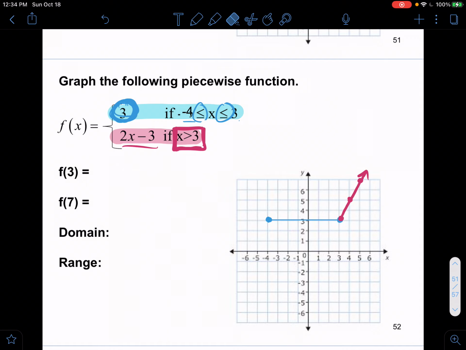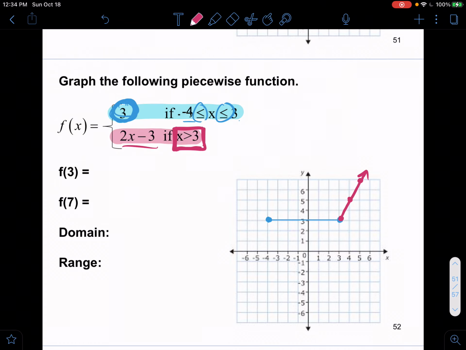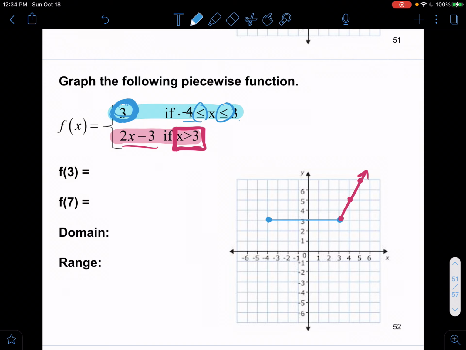So now to simply come over there and evaluate, if we're looking at f of 3, we should be plugging that into our blue function because this is the one that accounts for when x is physically equal to 3. So if I plug in 3 into there, I know that my output should be 3. Now, really not much to plug in because my output's always 3 if x is between -4 and +3.